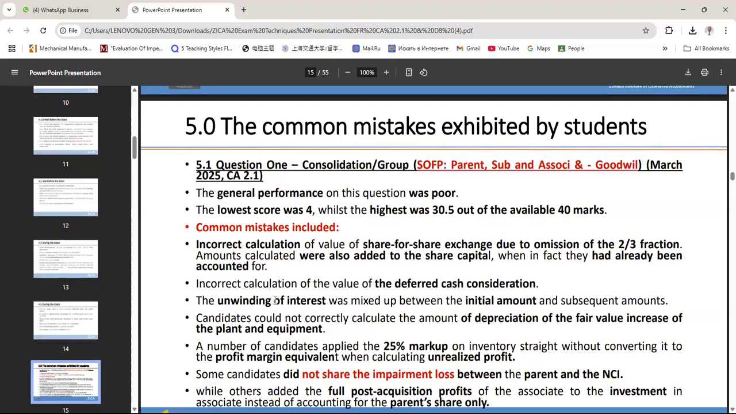Another important point: whether you like it or not, consolidation will come in the exam you'll be writing in June. Why?